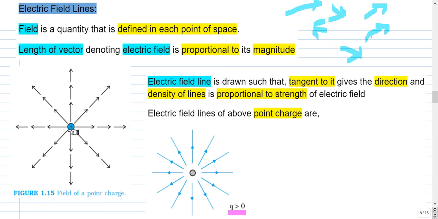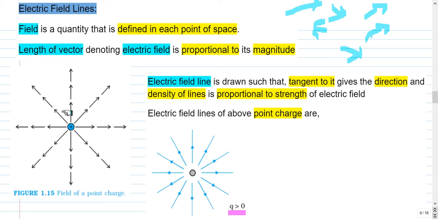So this is a point charge. The electric field will be radially outward, and the length of this electric field vector is proportional to its magnitude. So the length of the electric field vector goes down as you move out. The electric field intensity will go down as 1 by r square. So the length of the vector will also go down as 1 by r square.